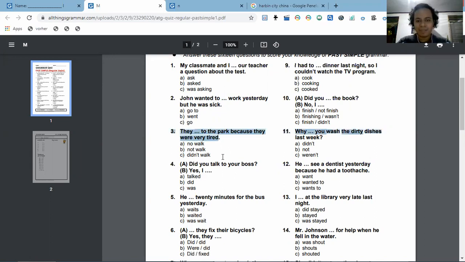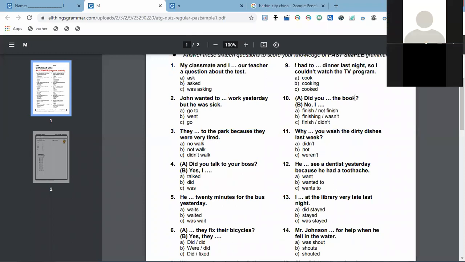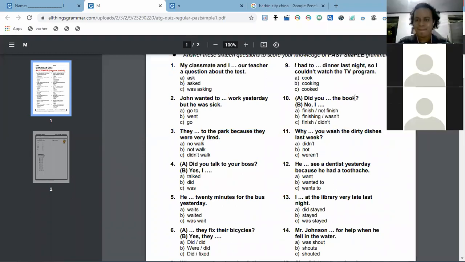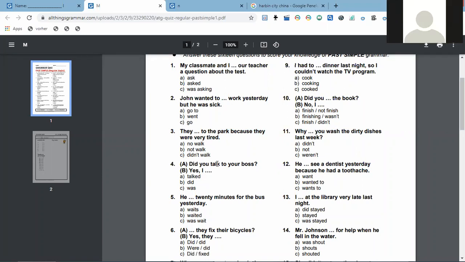Okay, let's jump in again. Number three. I want Anya to do it. They blah blah blah to the park because they were very tired. I think the answer is didn't walk. Okay, good. Why didn't walk?